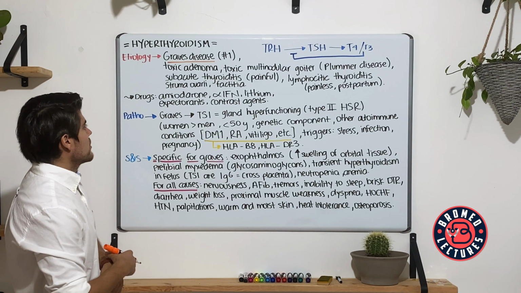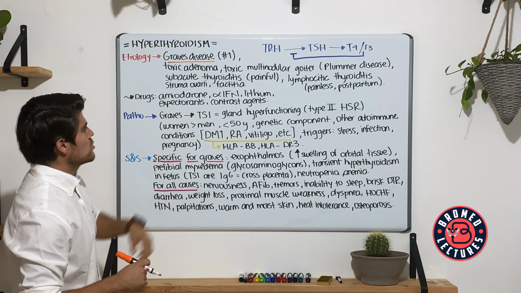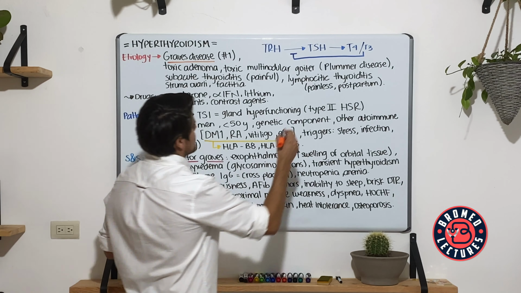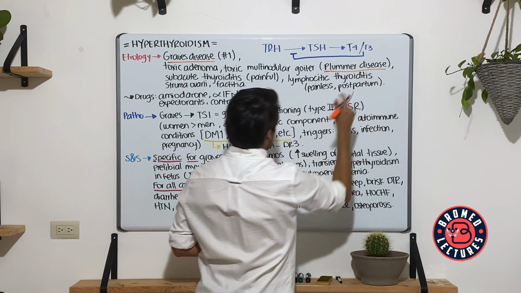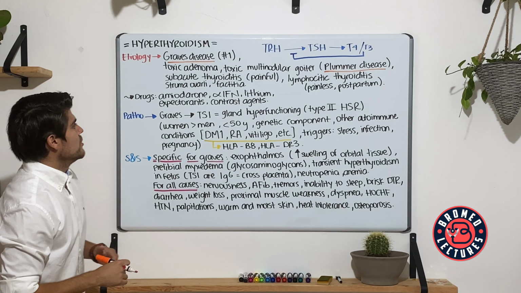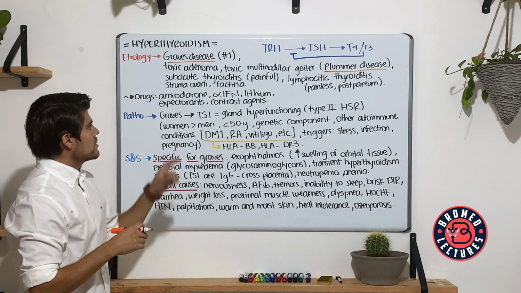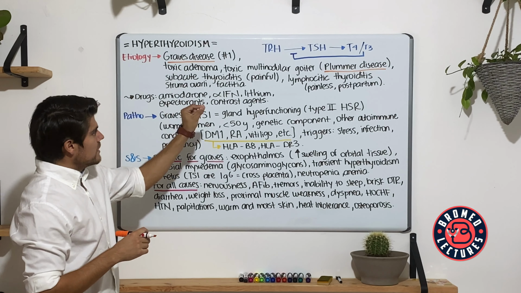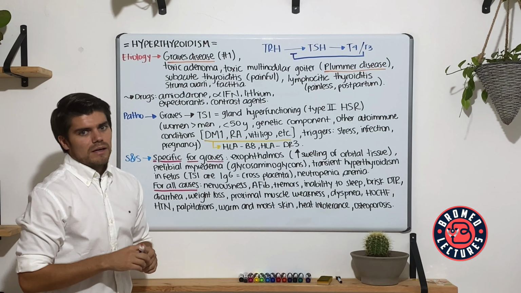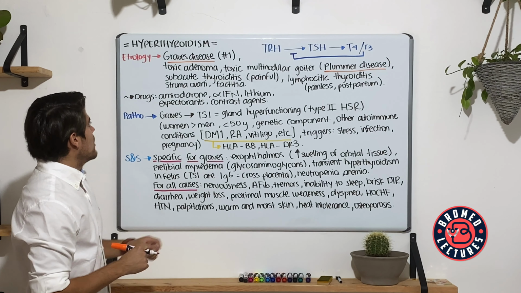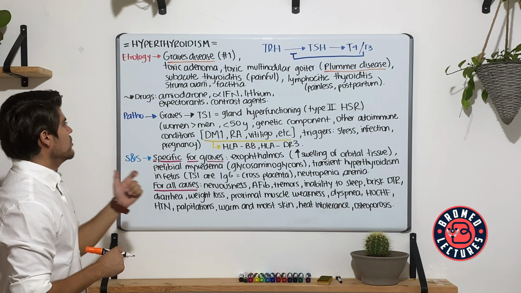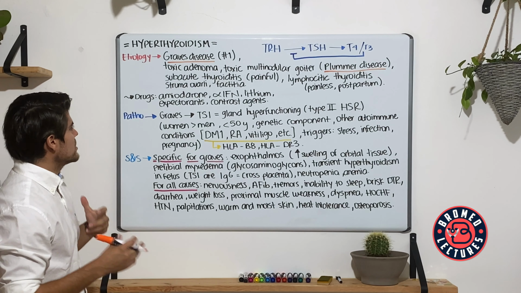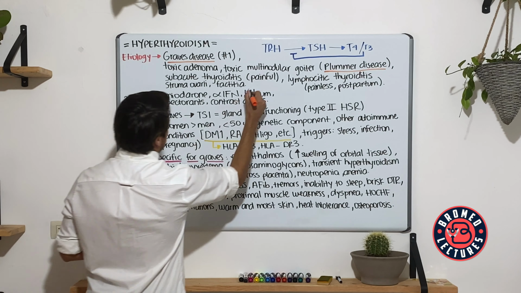Toxic multinodular goiter, this is the second most common cause, and this is referred to as Plummer's disease. And this one in particular is due to autonomous nodules that produce the hormone and that are acting by their own regulation.